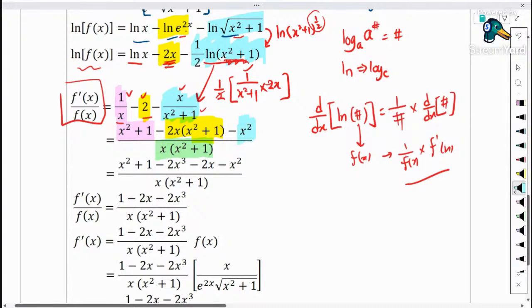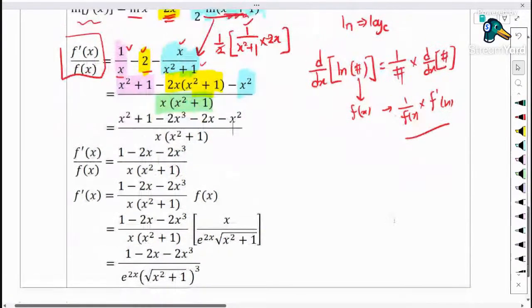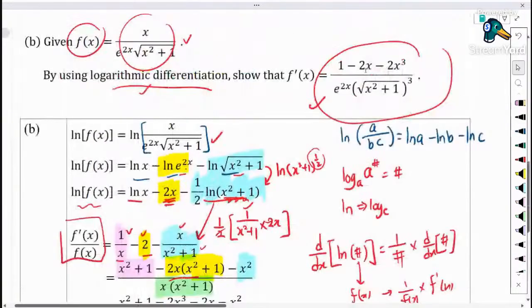So now I can simplify my answer further in the following step, where I expand the part in yellow and simplify all the single terms here. I got this result, 1 minus 2x to the power 3 over x squared plus 1. And you find out that the numerator looks alike to the proving that we want to achieve.